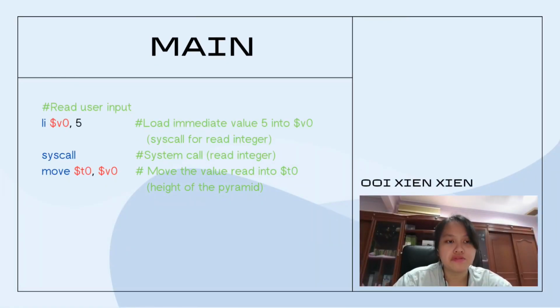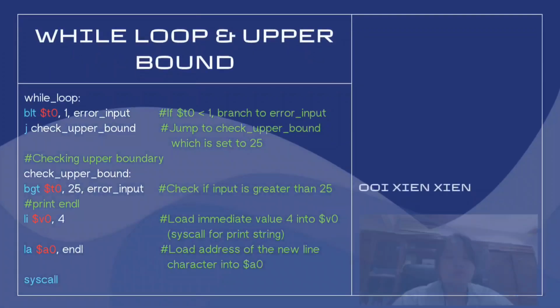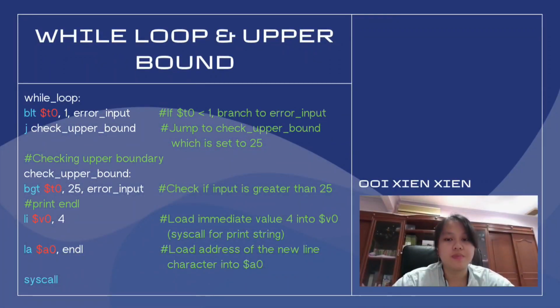This part we need to read the user input. So to read the user input, we need to use the immediate value 5 and then load it into register V0, because 5 is the number we use to read the integer. So we do the syscall as well. Then move the variable stored in the V0 into T0, means that the V0 has already stored the input, right? So we move the value V0 into T0. Now next we come to the first slide of while loop and upper bound.